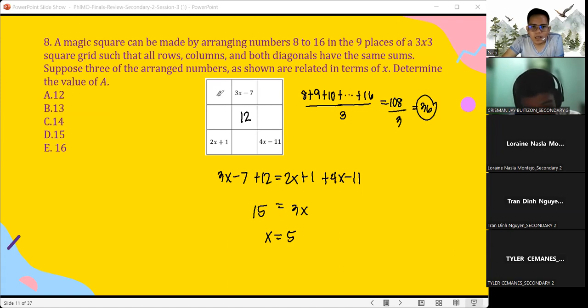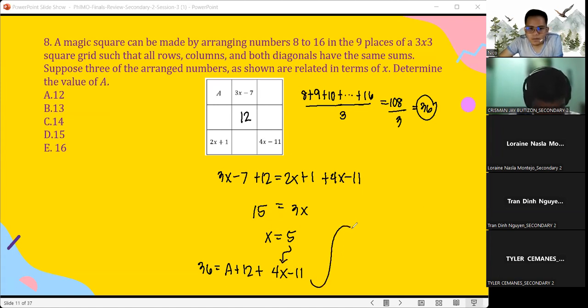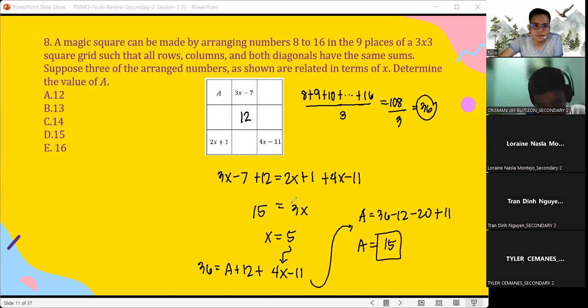So to solve for a, it should result to 36. So 36 is equal to a plus 12 plus 4x minus 11. Take note that the value for x here is 5. So, A is equal to 36 minus 12 minus 20 plus 11. So, A here is equal to 36 minus 32, that's 4 plus 11, 15. So, the answer is 15. Is there a 15 in here? So, the answer here is D.